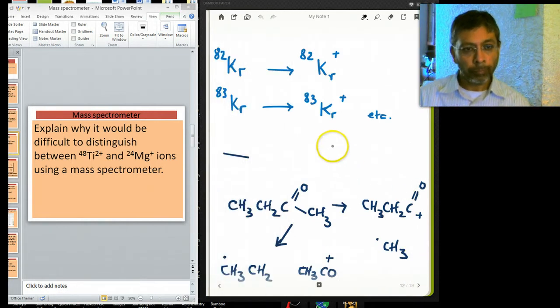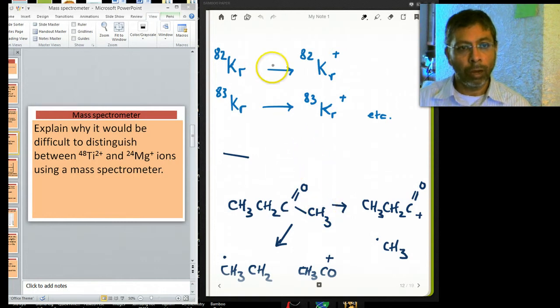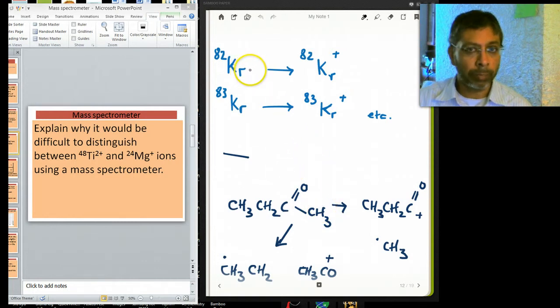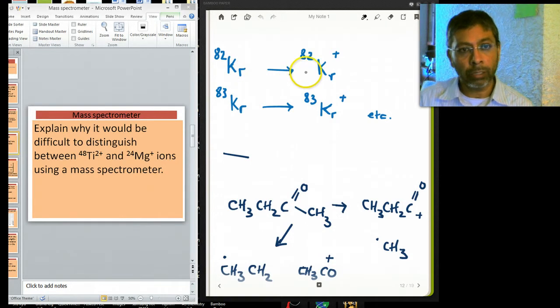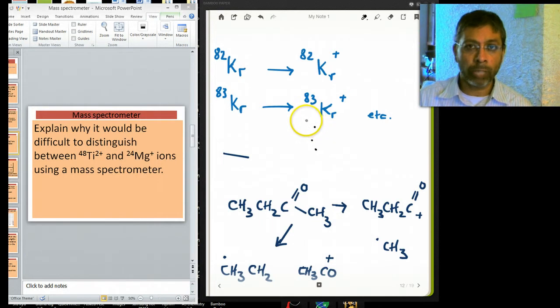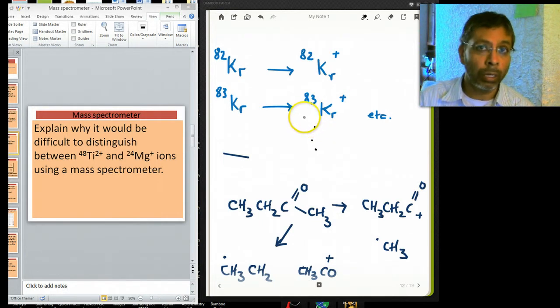Right. Just drawn two examples here, look, of an element, krypton for example, being fed into the mass spectrometer, and it'll give you the different masses of krypton that are present in a sample of krypton. You might get more, right? So a mass spectrometer will tell you how many isotopes an element has.